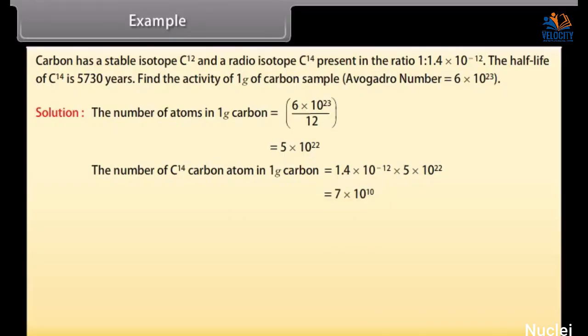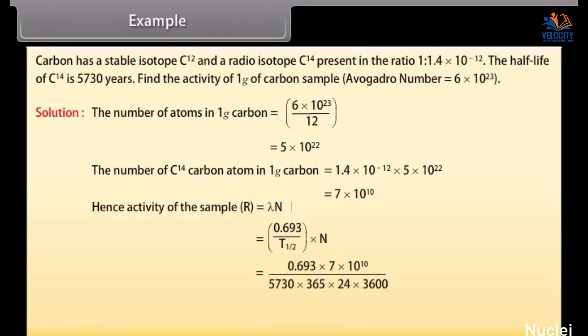Hence, activity of the sample R is equal to lambda N, which is equal to 0.693 by t½ into N, which is equal to 0.693 × 7 × 10^10 divided by 5,730 × 365 × 24 × 3,600, which is equal to 0.26 per second per gram, approximately 16 per minute per gram.